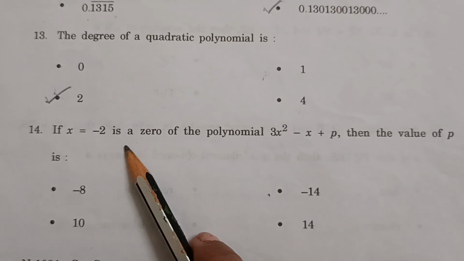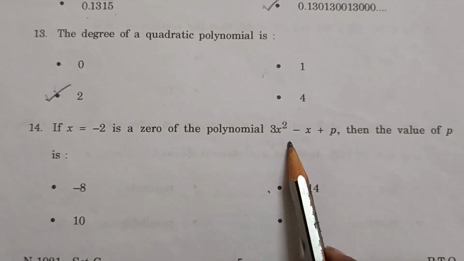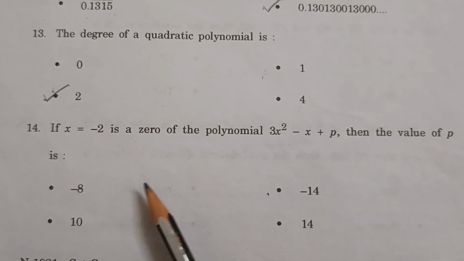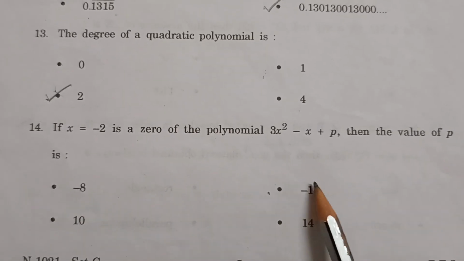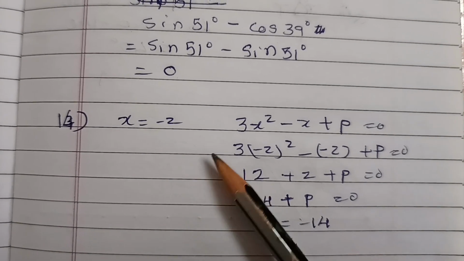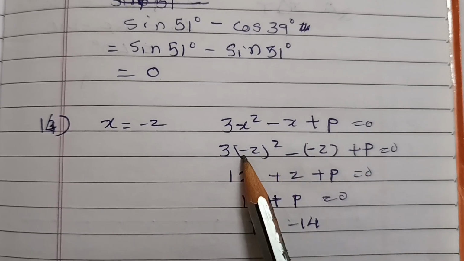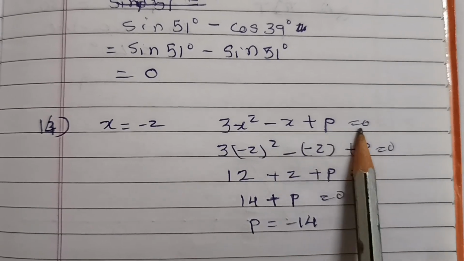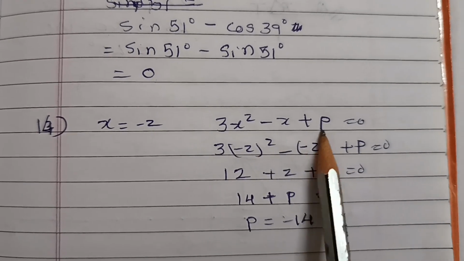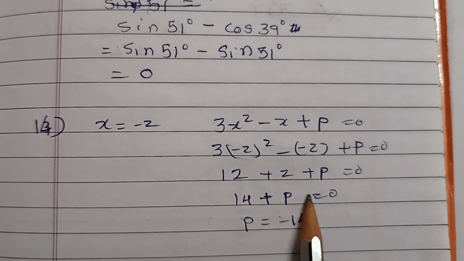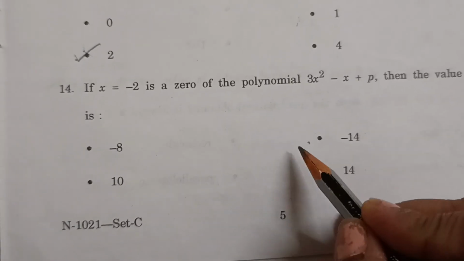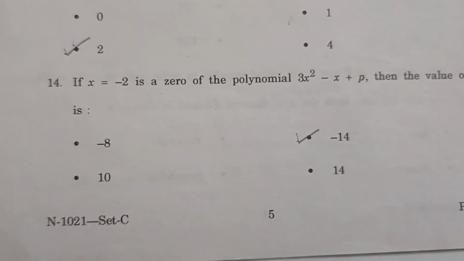Question number 14. If x is equal to minus 2 is a 0 of the polynomial 3x square minus x plus p, then the value of p is. Options are minus 8, 10, minus 14 and plus 14. Since x is equal to minus 2, we can solve this as 3x square minus x plus p is equal to 0. So minus 2 is substituted in this equation, and here we are getting the answer p is equal to minus 14. So the correct option is p is equal to minus 14.